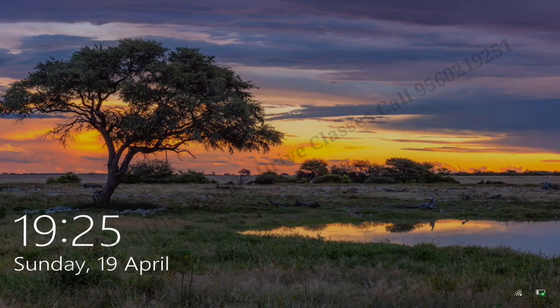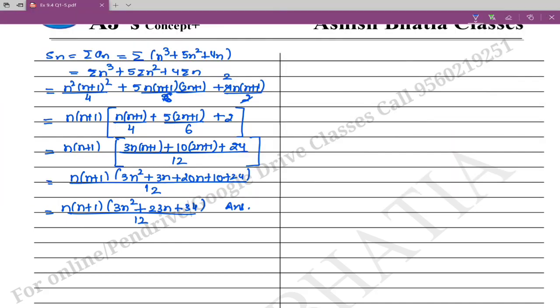Fine. Now let's go to question number 9. The question number 9 is an is equal to n square plus 2 raised to power n. This is a very interesting question. Let's see the question first.